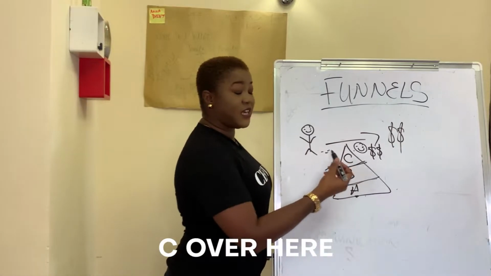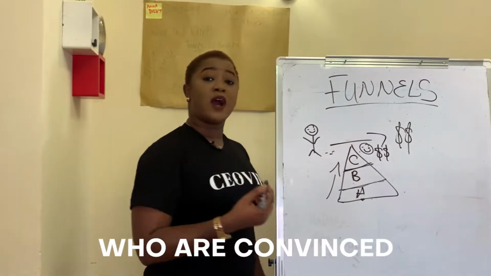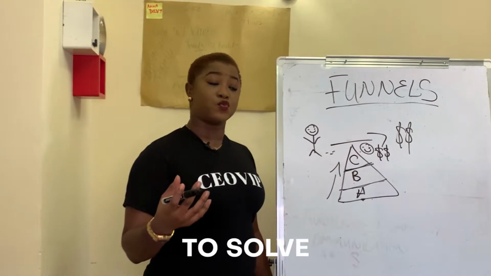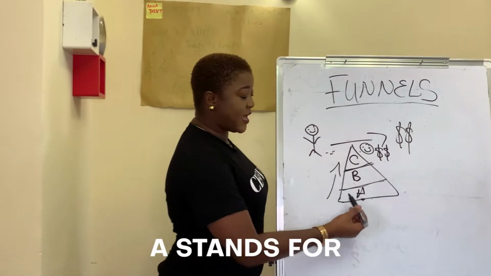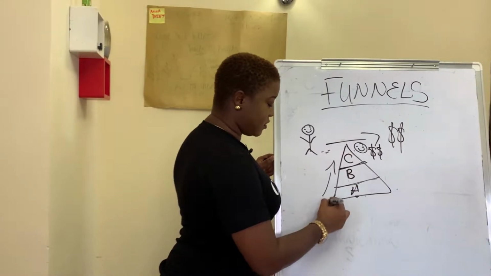And then you have C over here. These are the people who are convinced that you have the ability to solve their problem, and so they pay you cash and you deliver your value. So A stands for attract, right?